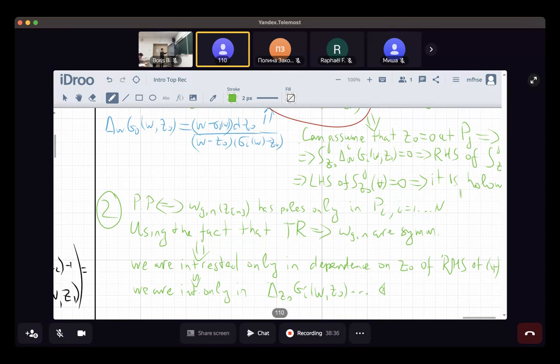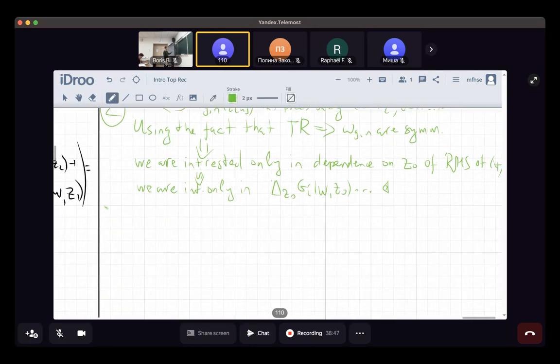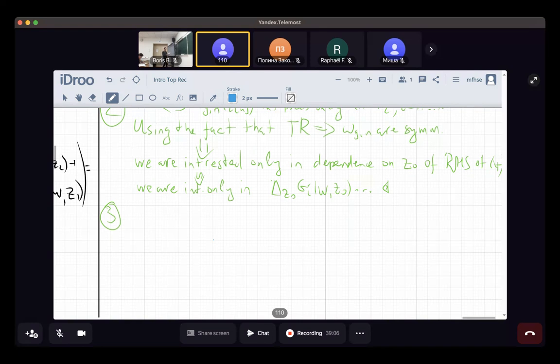Okay, so we are done with the projection property, and the third step is the quadratic loop equation. How do we proceed with the quadratic loop equation? Again, let me remind what we had on the previous lecture. We had something like this, so we know the projection property.